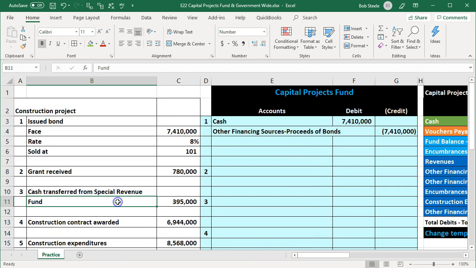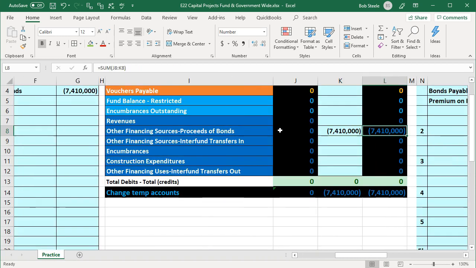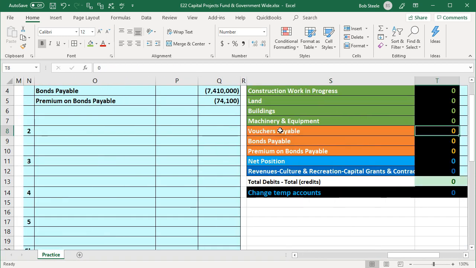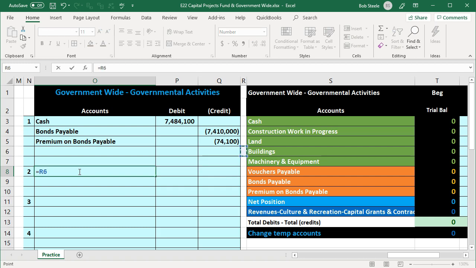Now let's go back and see what we have next. We have number 2, grant received. So we can do this once again in our government-wide activities first, because this is going to be more like what we would expect, although this transaction is going to be pretty straightforward either way. We're going to be in column O, and we're going to say that money was received. So that's cash. Cash is going to be going up, because we got a grant received.